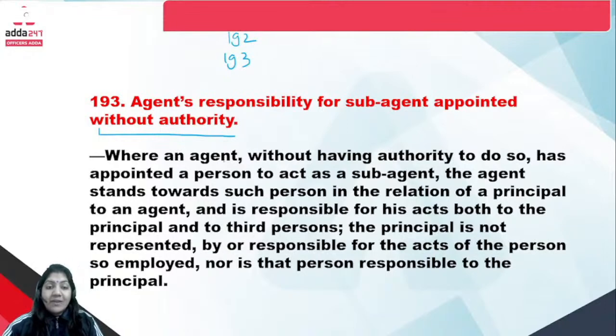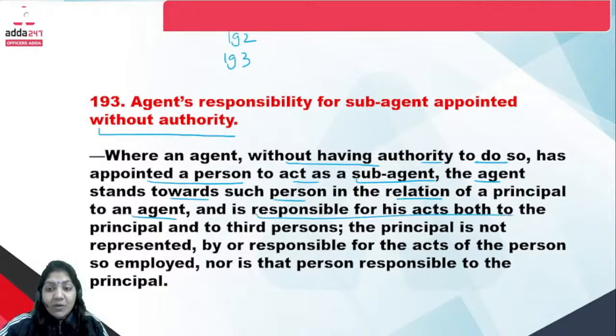See, where an agent without having authority to do so has appointed a person to act as a sub-agent. It means the principal does not know that the agent is appointing the sub-agent. So the agent stands towards such person in relation of the principal and agent, and he is responsible for his work both to the principal and the third party. First of all, understand this paragraph.